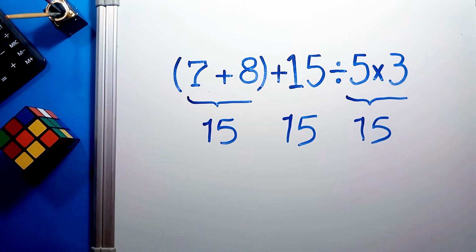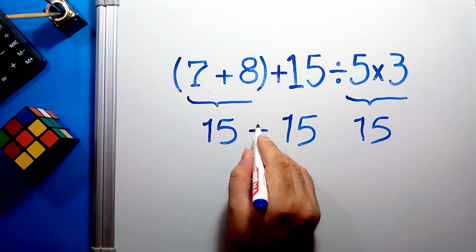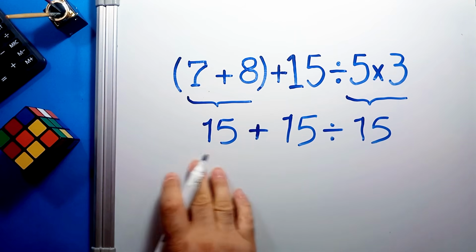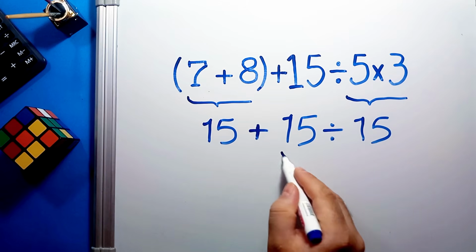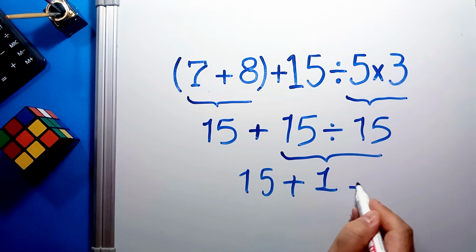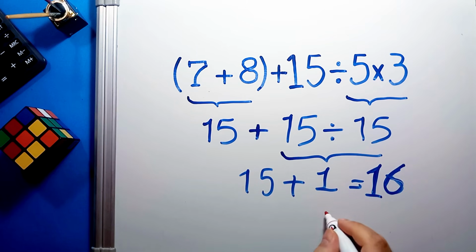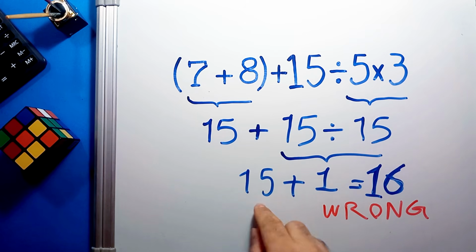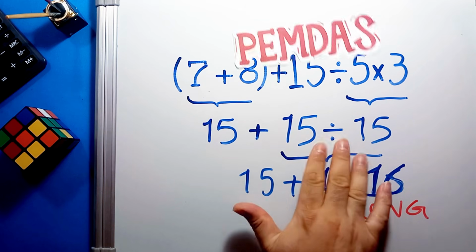So now the expression looks like 15 plus 15 divided by 15. And at this point, some people even simplify it mentally into 15 plus 1, which gives 16. Seems convincing, right? But that answer is completely wrong. And the reason it's wrong is important. We broke the logic of the expression. We ignored the rules governing the order of operations. And that rule is PEMDAS.